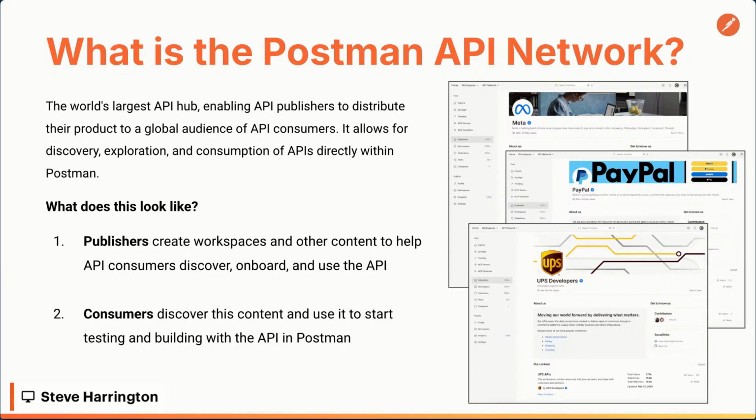So what this looks like is the publisher, which again is an organization that owns an API, creates workspaces and other content that can help consumers onboard and use those products. So consumers in this network, they discover the content and they can use it to start testing and building with the API in Postman really quickly and successfully.